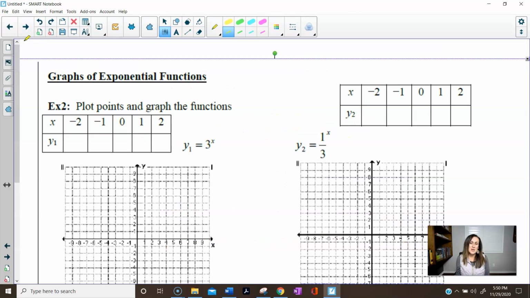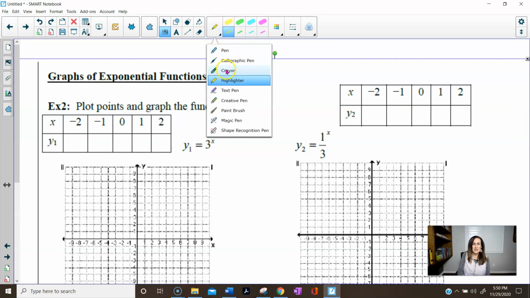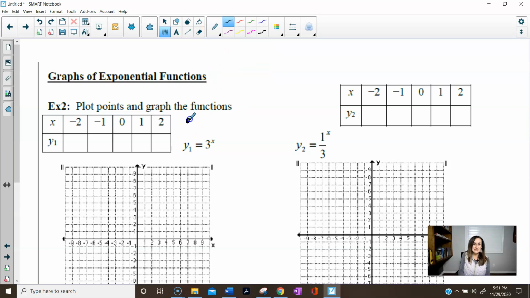So in the next problem, we are going to look at how to graph exponential functions. If I have y equals 3 raised to the x, this is going to be considered exponential growth because the base is greater than 1. While this problem is exponential growth, when the base is 1/3, which means it's a fraction between 0 and 1, then we get exponential decay.